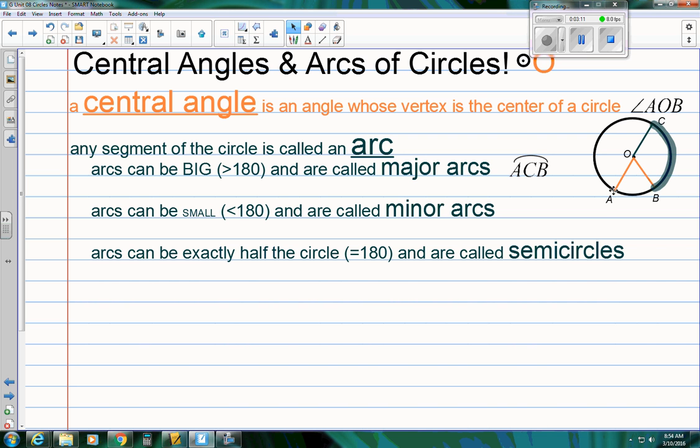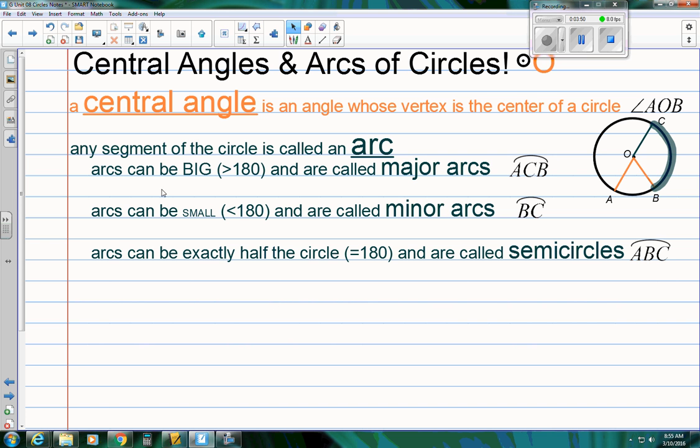So we start with an endpoint of an arc. We have to pick a point somewhere in the middle of the arc, anywhere in the middle of the arc, and then the other endpoint of the arc. So arc ACB would be this entire part of the circle from A passing through C all the way to B. Semicircles we name exactly the same way. We start with an endpoint. We name any point within the middle of that semicircle all the way to the other endpoint. And finally, arcs can be small, and they're called minor arcs. And minor arcs are the only arcs that can be named with 2 points only, just the 2 endpoints.